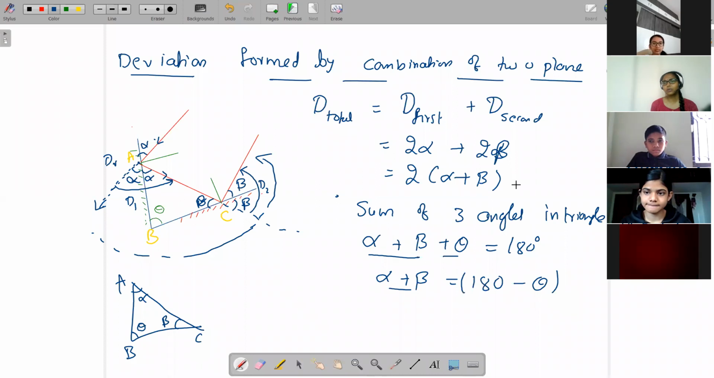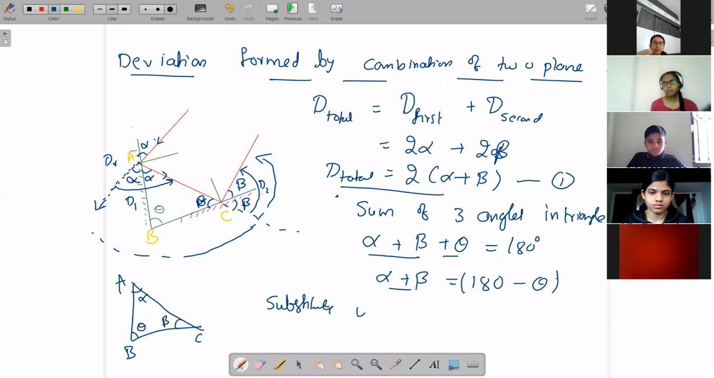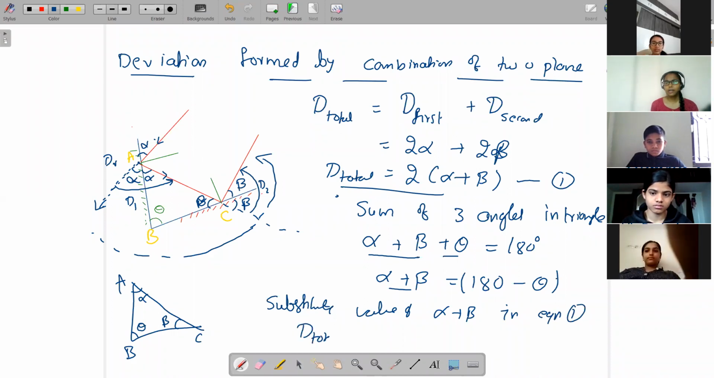So this value you're going to substitute here. Let us take this as equation 1 in D total. Just substitute this in this relation. So what will happen? Substitute the value of alpha plus beta in equation 1. Then I get D total, the total deviation, equal to 2 times, in place of alpha plus beta, I need to keep here 180 minus theta. Hope it is clear children.